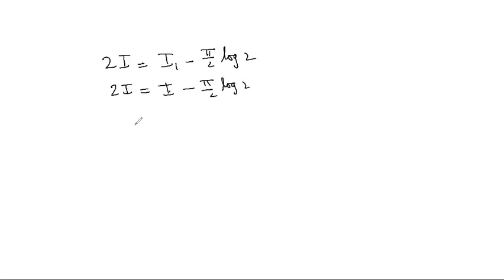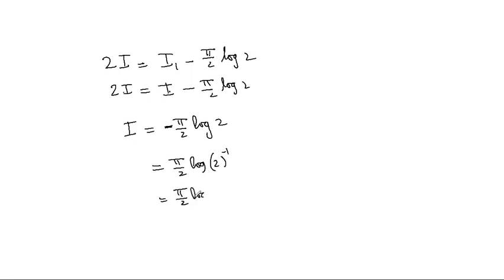So when you bring this to the left hand side, I is equal to minus pi by 2 log 2. If you don't like to put this minus sign for a definite integral, you can write it as log 2 raised to minus 1, so pi by 2 log half. Both ways the answer can be given. You must remember that this is also correct, this is also correct. So what is my conclusion? My conclusion is that the integral 0 to pi by 2 log sin x dx, the answer is pi by 2 log half.